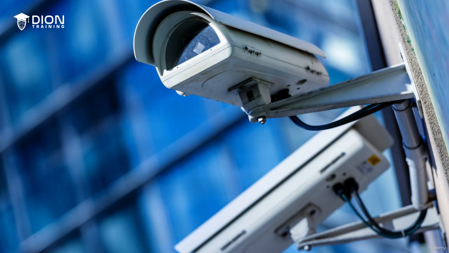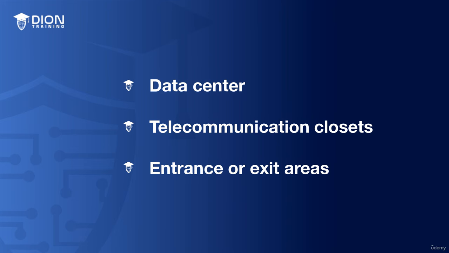Now, when you're placing your cameras, it's important to consider what you're trying to guard and ensure that your cameras are positioned to capture the right viewing angles. The most common places to use cameras are always going to be your entrances and exits to your critical infrastructure. This includes your data center, your communication closets, and your entrances and exits to the building, like your back doors and lobby to that office building.